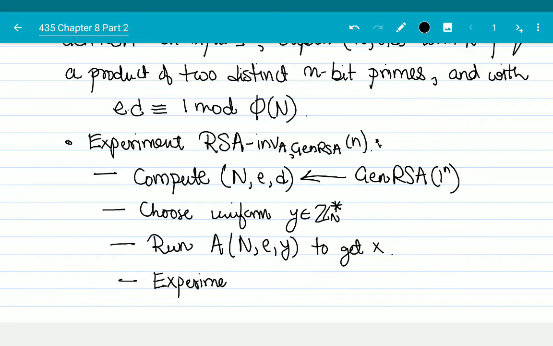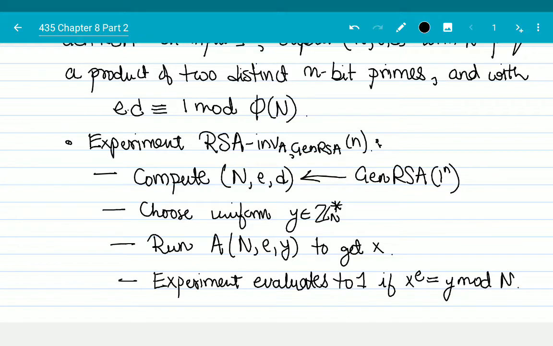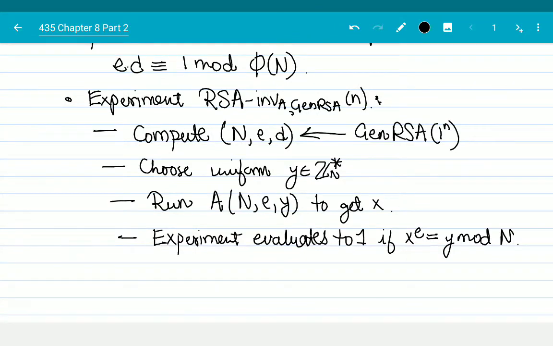Experiment evaluates to 1 if x to the e is equal to y mod n. Okay, so the experiment succeeds if the adversary can find an x such that x to the e is y mod n. So if they can find x through the e-th root of y.